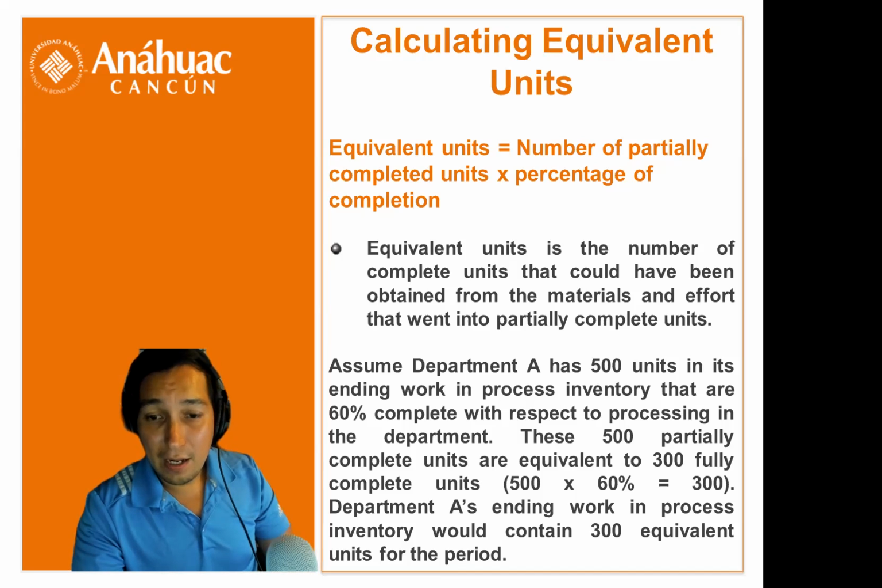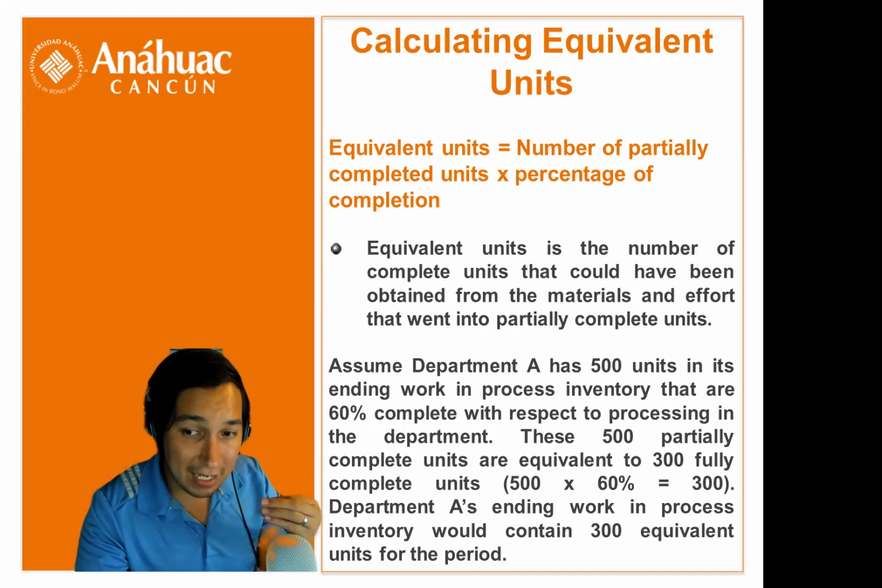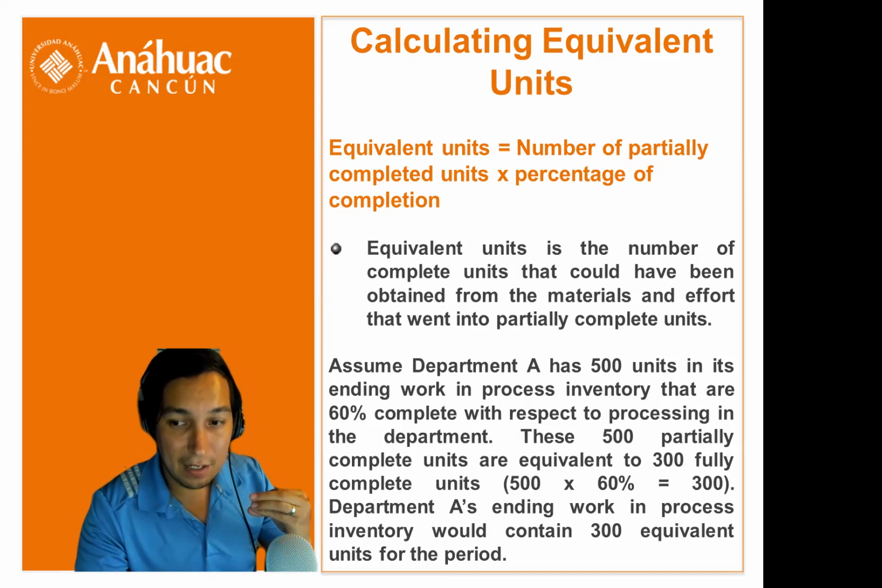So equivalent units is the number of complete units that should have been obtained from the materials and effort that went into the partially complete units. Here's an example. Assume department A has 500 units in its ending WIP inventory. Just the fact that it's in ending WIP and hasn't been transferred out tells us that it is partially completed.